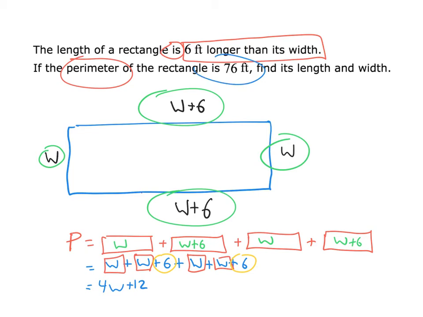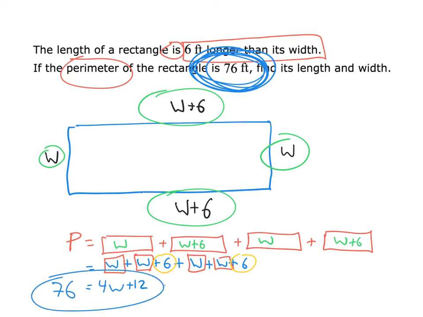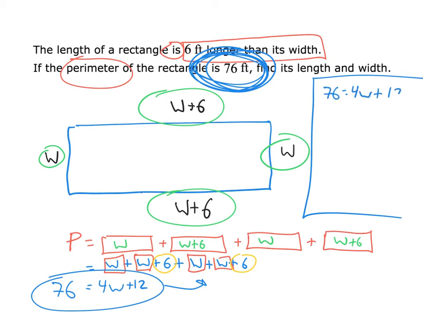Now, I know that my perimeter is 76, and that's where I'm going to put that in now. 76 equals 4W plus 12. I'm going to take this whole equation and move it up to the top, because this is now what we're going to use to solve for W. So my equation, again, is 76 equals 4W plus 12. And this is what we learned a little bit first semester. How do you now solve this for W? 4 times a number plus 12 is 76.